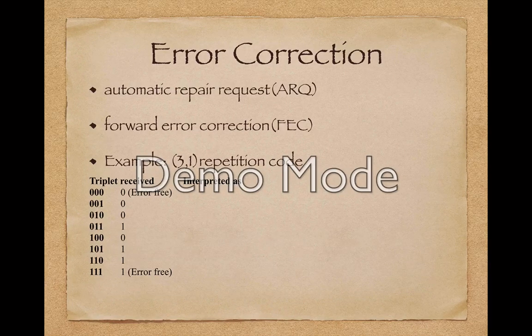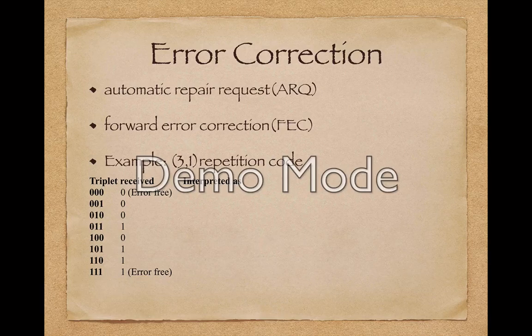So what we're concentrating on in this project is error correction. Error correction can be divided into error detection and error correction. There are two ways to implement this. One way is automatic repeat request, ARQ, and the second is forward error correction, FEC.